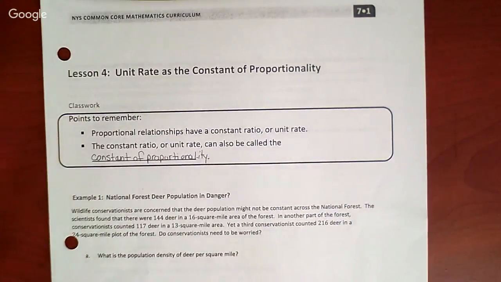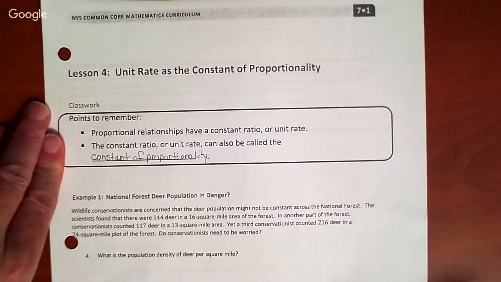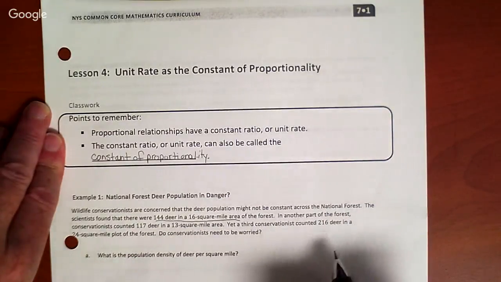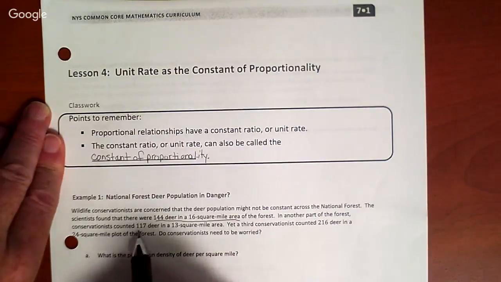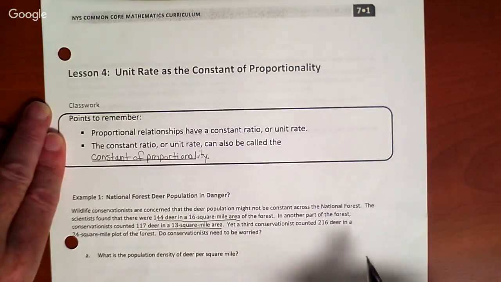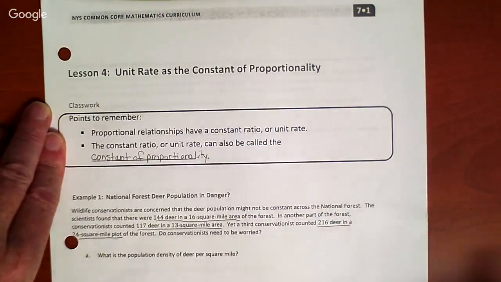The first example is the National Forest deer population in danger. Wildlife conservationists are concerned that the deer population might not be constant across the national forest. The scientists found that there were 144 deer in a 16 square mile area of the forest. In another part of the forest, conservationists counted 117 deer in a 13 square mile area. Yet a third conservationist counted 216 deer in a 24 square mile plot of the forest.